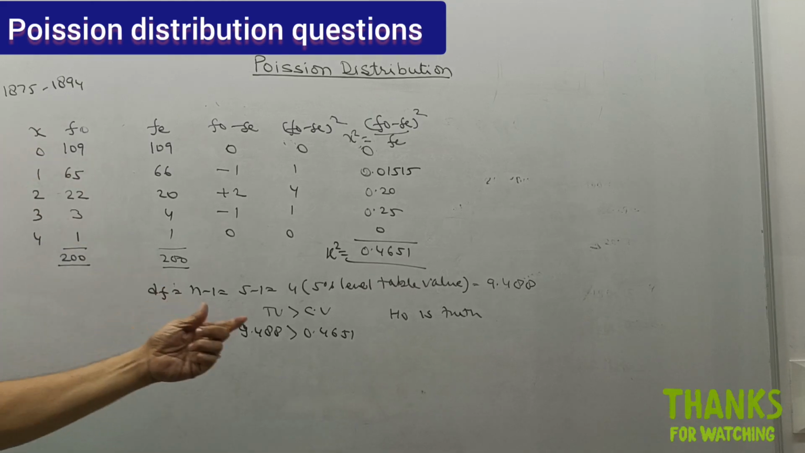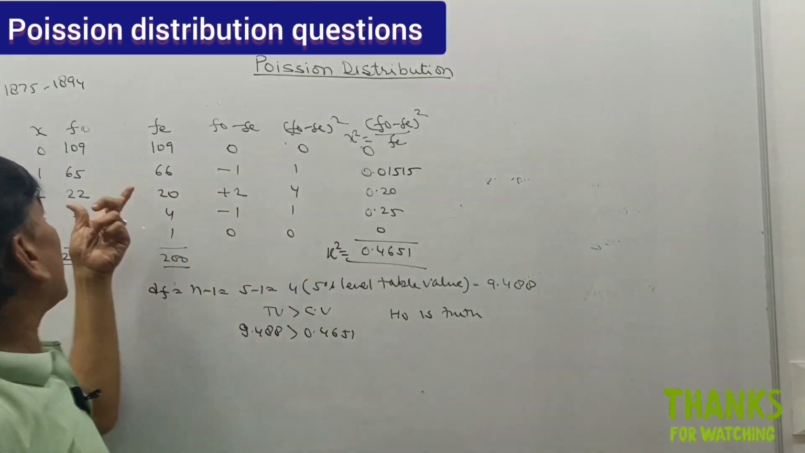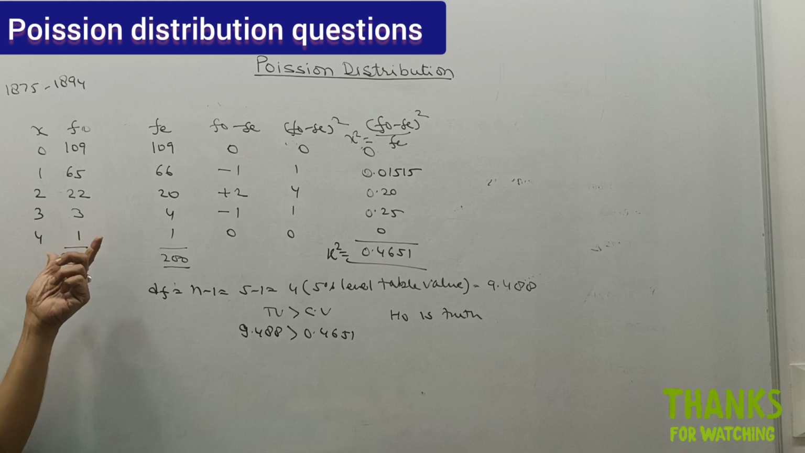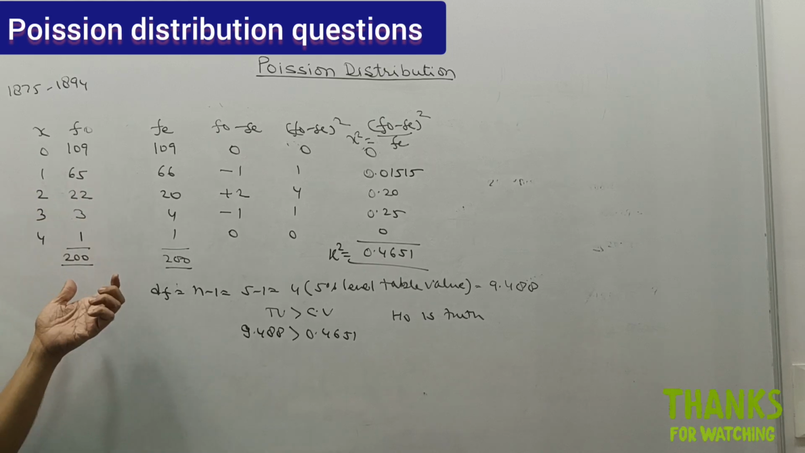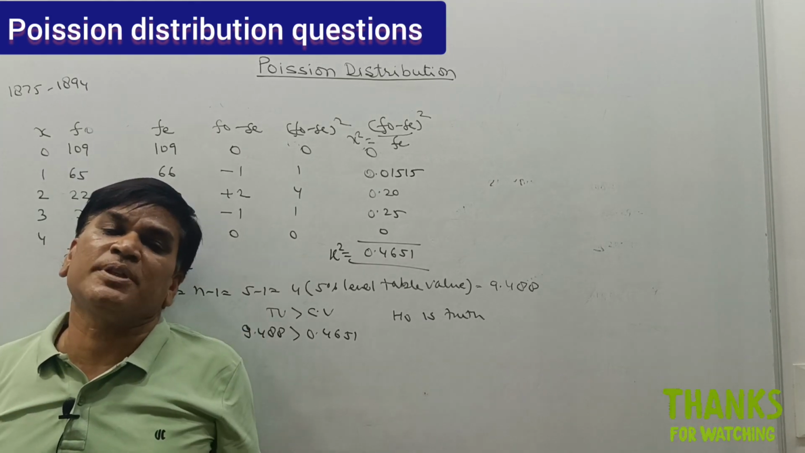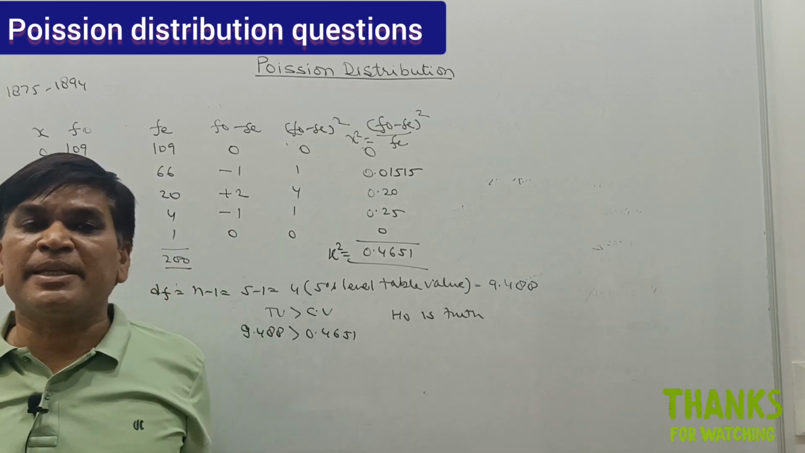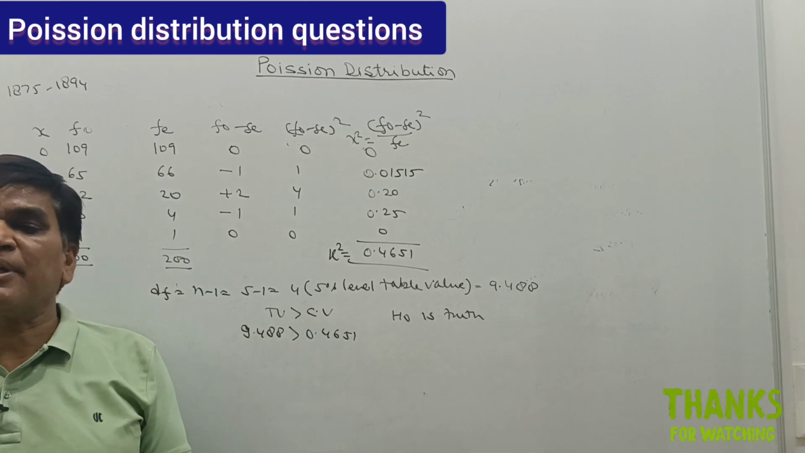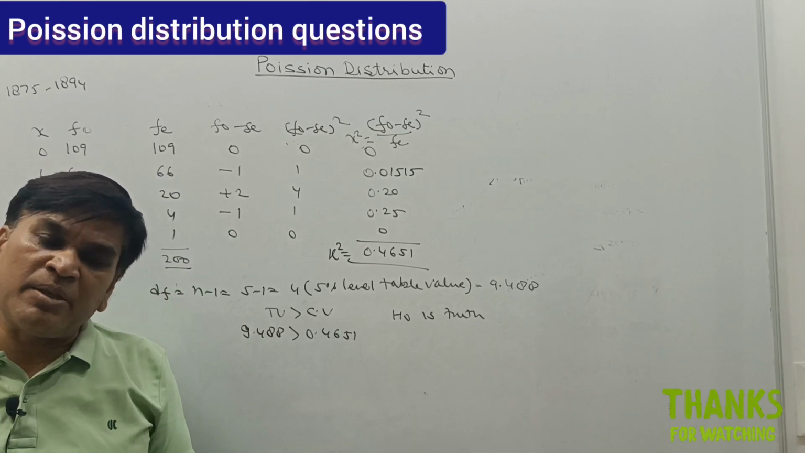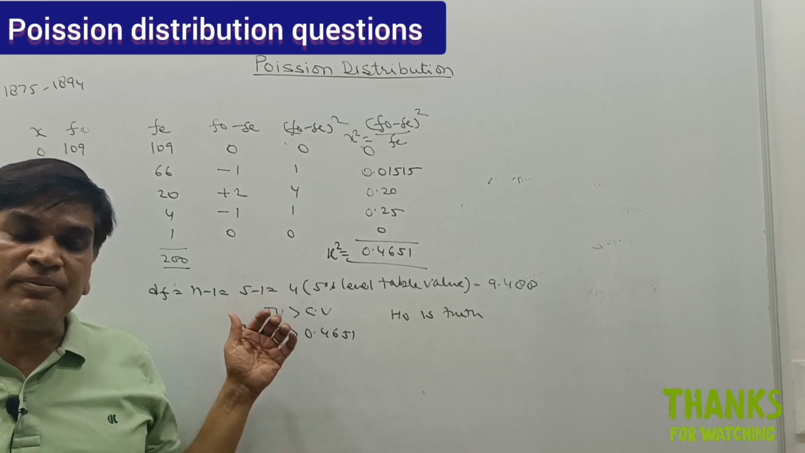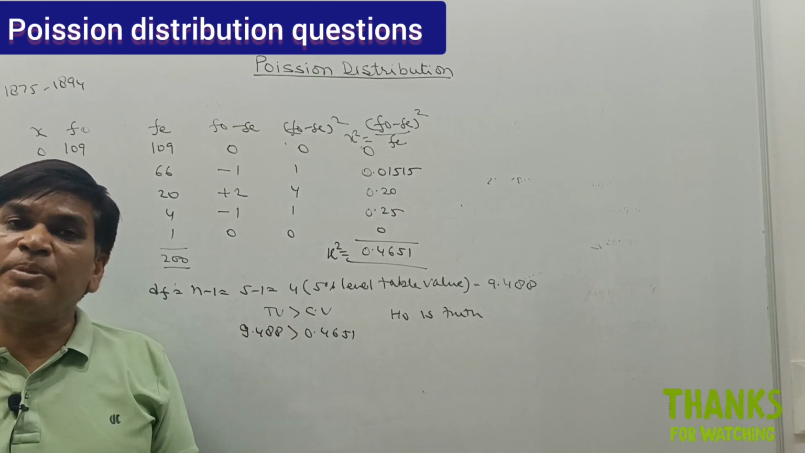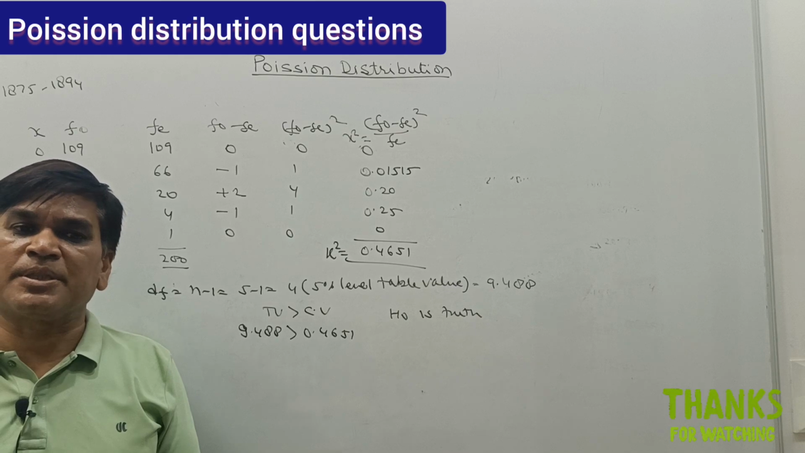If H0 fails, it means the data has some manipulation, some difference in the data. So with the help of this Poisson distribution, we can calculate the estimated frequency, as we have calculated in the binomial distribution also. So I think with the help of this video, you may have learned how to calculate the Poisson distribution. Thank you once again.